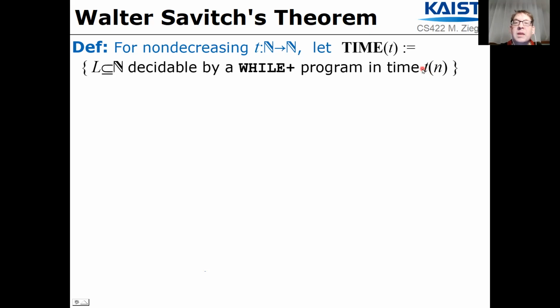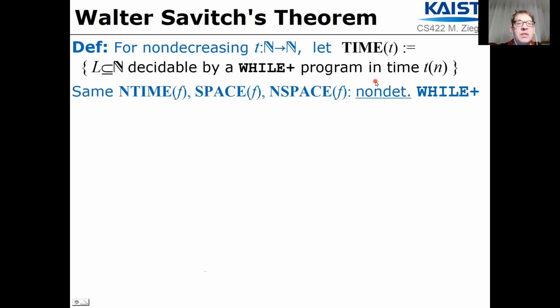And similarly, we define NTIME, non-deterministic time, meaning that there exists a non-deterministic while program which accepts this decision problem in at most t of n steps, for n denoting the binary length of the input, regardless of the guesses. So the time bound t of n must hold for every possible sequence of guesses of the algorithm.